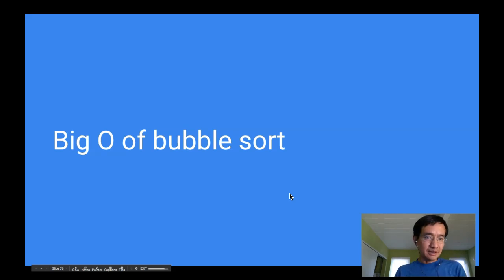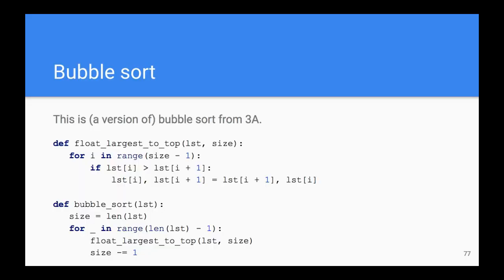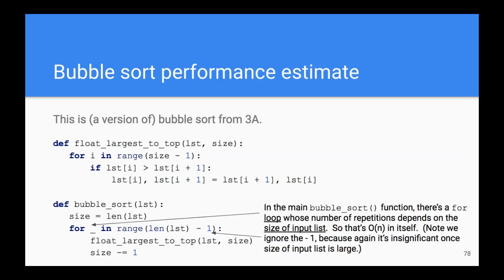So let's talk about the big O of bubble sort, a non-trivial algorithm. This is a version of bubble sort from the 3A that I taught previously. You should be familiar with bubble sort even if it's not the exact same version as this one. So, what is the big O of bubble sort?